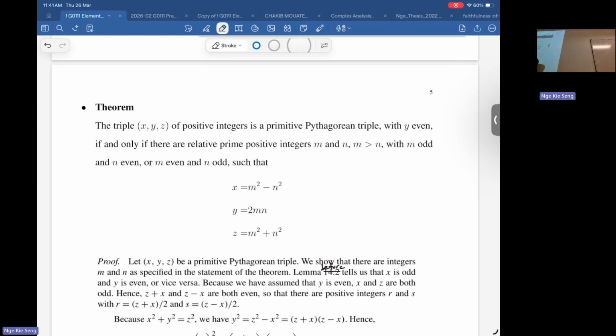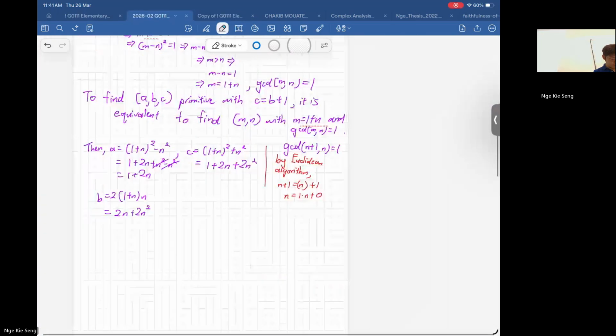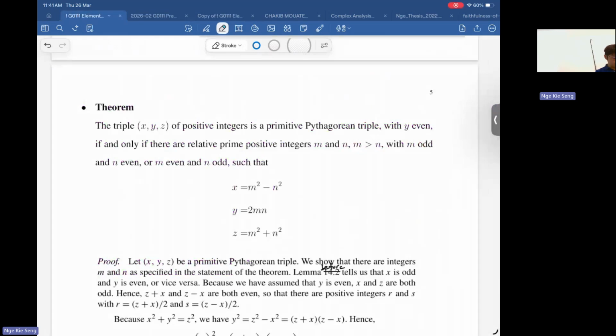Do you understand? If they are congruent, the same mod 2, it means both of them have to be odd or both have to be even. So this is the other way to say one even, one odd. Yeah, this theorem is important for this assignment.